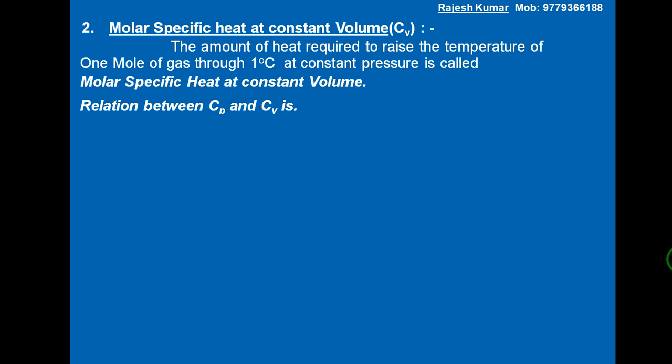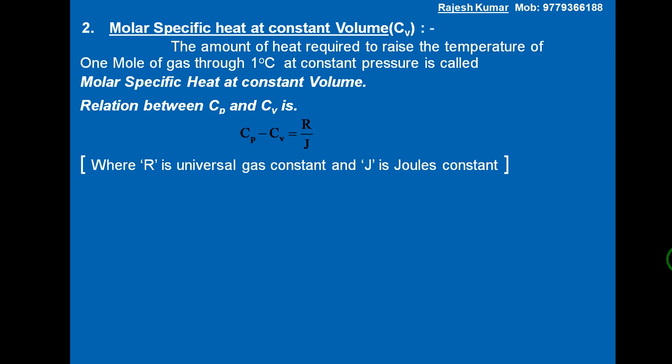Relation between Cp and Cv is Cp minus Cv is equal to capital R upon J, where capital R is universal gas constant and capital J is Joule's constant. So this is the relation between Cp and Cv.